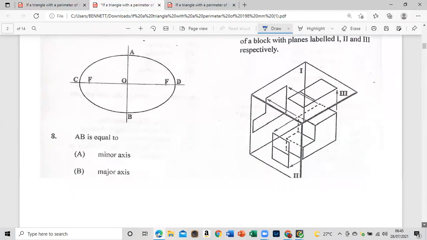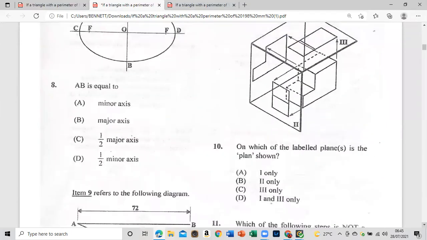Okay, I'll get to them saying now. Alright, so them labeled 1, 2, and 3.